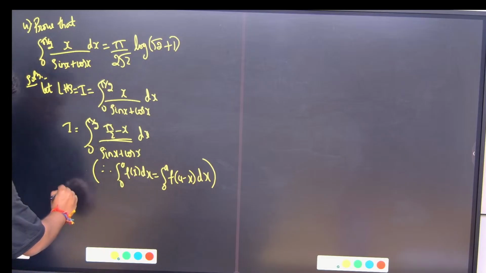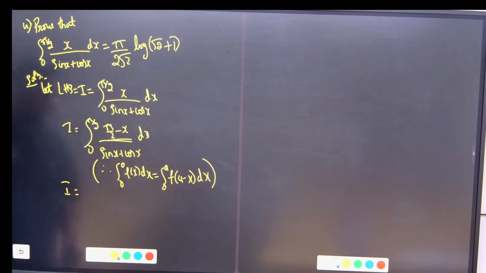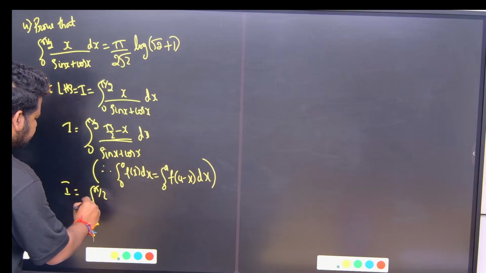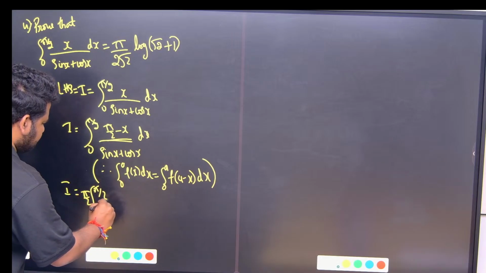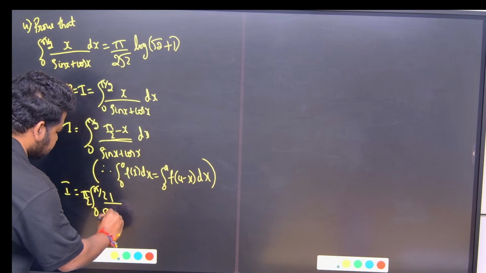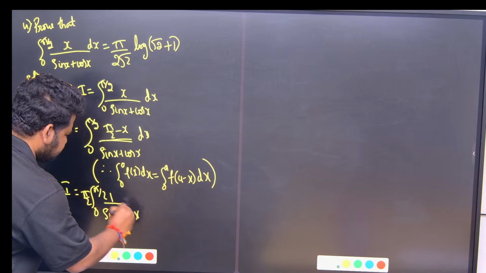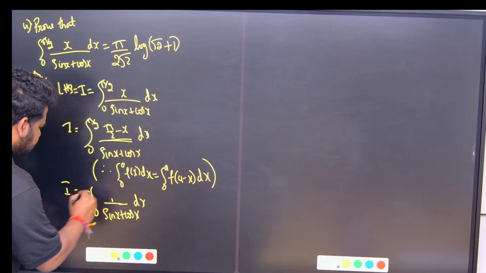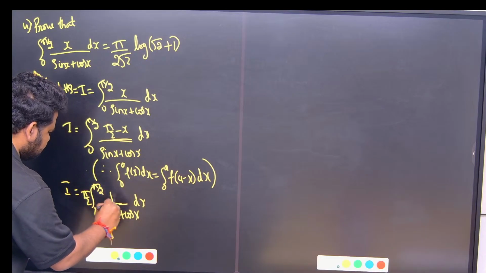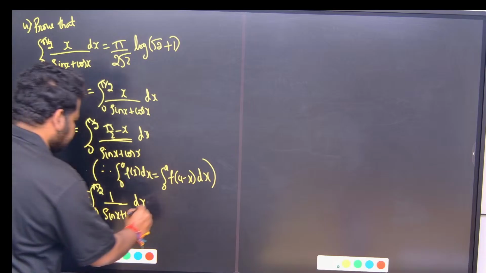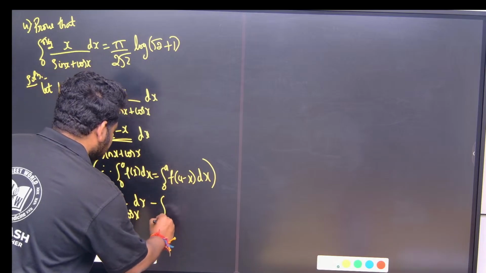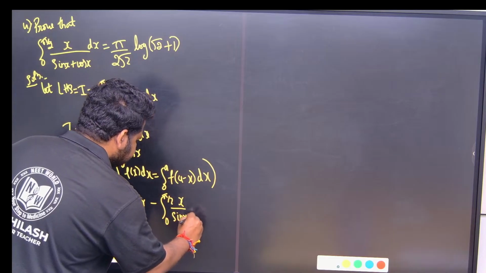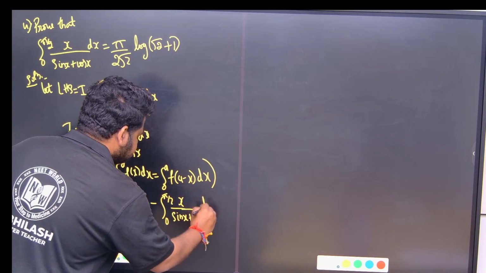Now what can I write? I is equal to, let us separate and write this. The integral from 0 to pi by 2, let me take pi by 2 outside, so pi by 2 into 1 by sin x plus cos x dx, minus the integral from 0 to pi by 2 of x by sin x plus cos x dx. This is what we have.